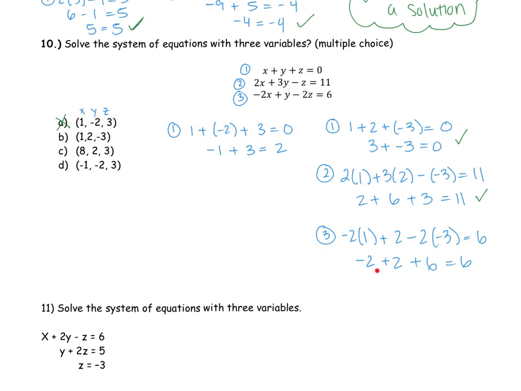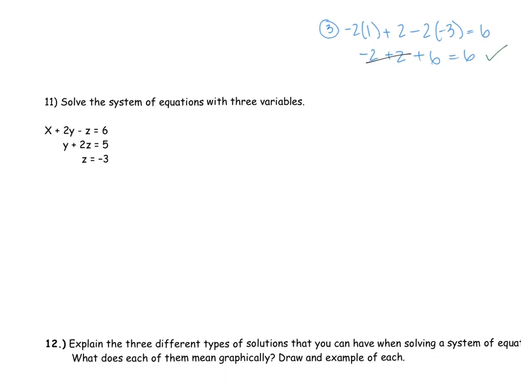And so if I take negative 2 and add it with 2, they cancel. They end up being 0. And so all I'm left with is 6, and 6 does equal 6. So this works out for all three equations. That means that B has to be the answer, and I can just stop right there because I found a point that has worked.